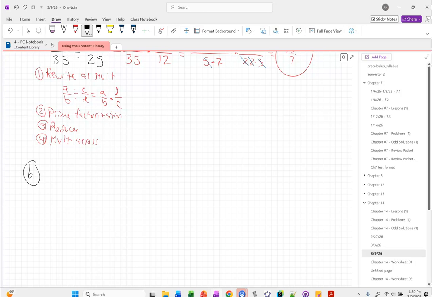All right, let's think here real quick. All right, first step is to factor. No, rewrite it as a multiplication problem.